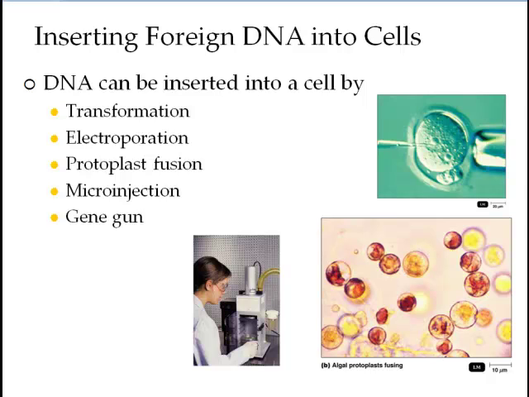DNA can be inserted into a cell by many processes. One is transformation, in which genes of the vectors are cut. You actually add a segment of the DNA and you grow that vector back in the E. coli. And I'm going to show you an animation on these two. Electroporation, protoplast fusion, microinjection, and gene guns are all processes that we will look at briefly right now.